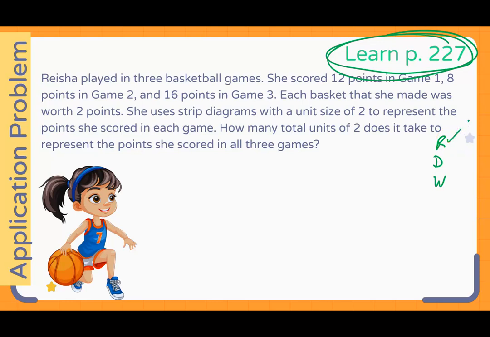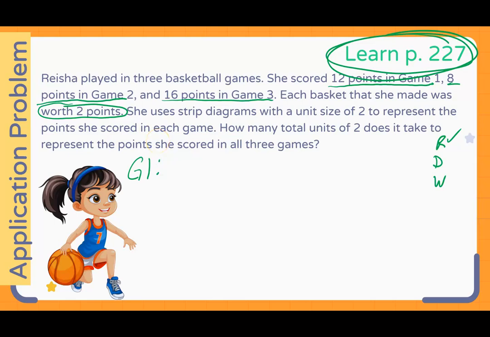But first we have to figure out what we need to draw. So we know she scored 12 points in game 1, 8 points in game 2, and 16 points in game 3. We also know that each basket is worth 2 points. She uses a strip diagram with the unit size of 2 to represent the points she scored in each game. They want to know how many total units of 2 does it take to represent the points that she scored in all 3 games. Okay, so we're going to go with game 1. So I'm going to put G1 for game 1.